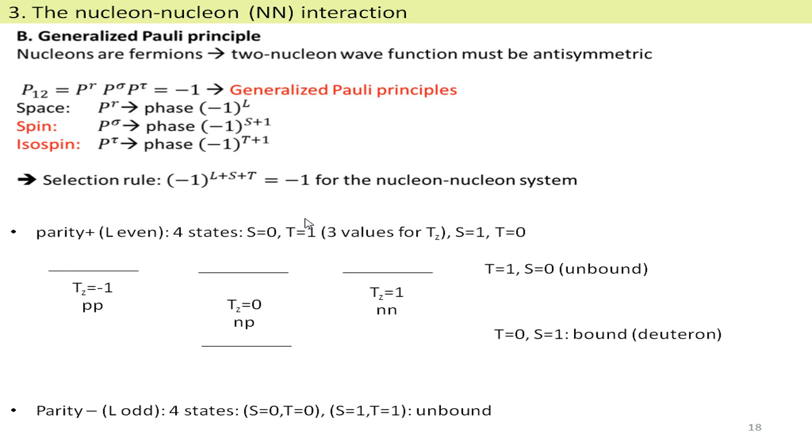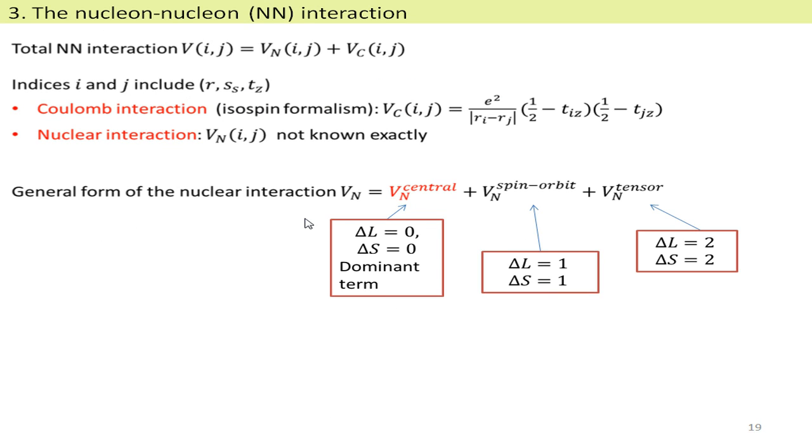So this is for even values of L, and of course if you have odd values of L, then you have two other possibilities, 0, 0 and 1, 1. So this must also be included in the nucleon-nucleon interaction, but all these states are unbound. So we know that the nucleon-nucleon system has only one bound state, which is the deuteron, and which is here. So what's the consequence of that for the nucleon-nucleon interaction?